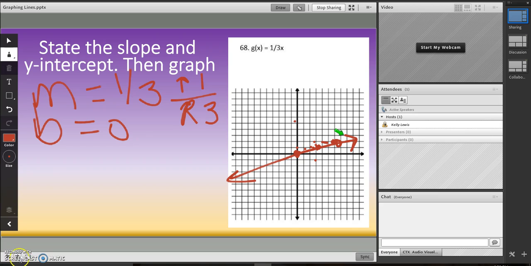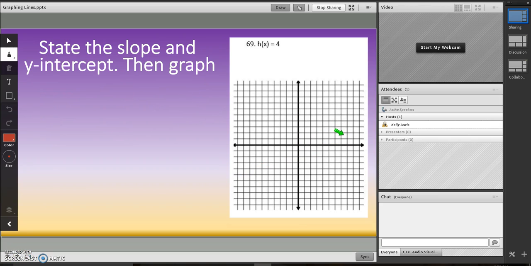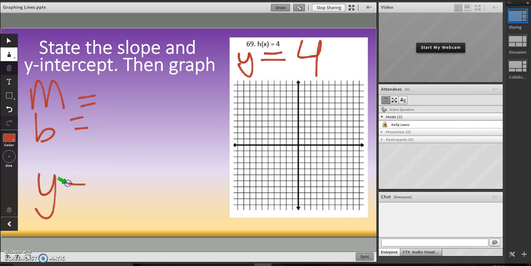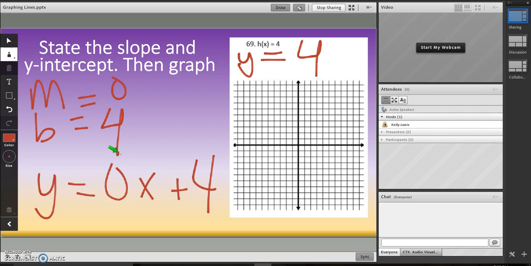Now let's do another. Remember, if it says f of x or g of x or h of x or whatever, that's the same as saying y equals. So m, b. There's no x. This is the same as saying y equals 0x plus 4, because 0 times anything just goes away. So m is 0, and the y-intercept is 4.